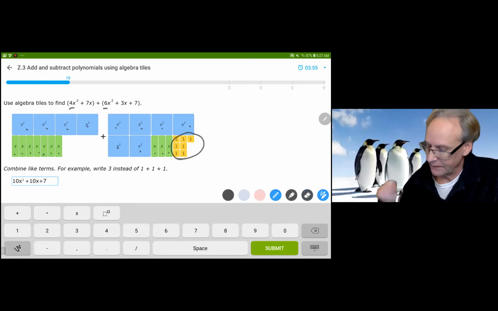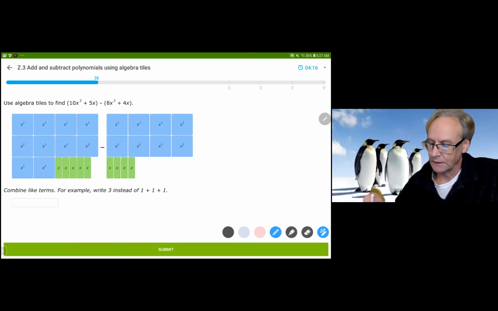Gotta make sure I didn't write them somewhere funky. All right. This time we're subtracting, and so I can actually do the subtraction by eliminating certain things. So these 8x squareds eliminate these 8x squareds. So they cancel each other out. These 4 x's, 1, 2, 3, 4, get rid of those 4. So now I've got 2x squared and 1x, 1 green x. It looks like I need to There we go.